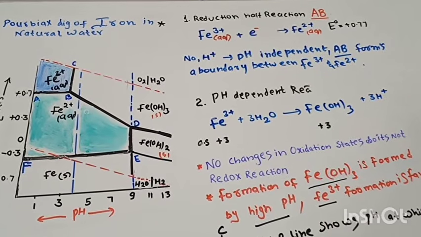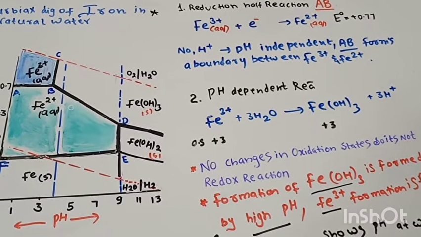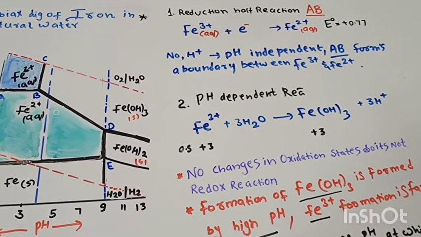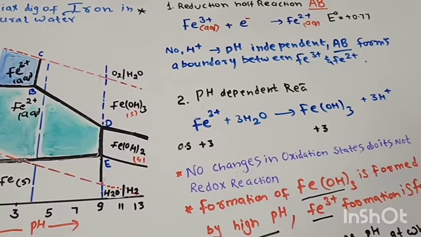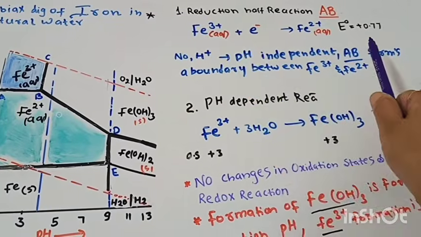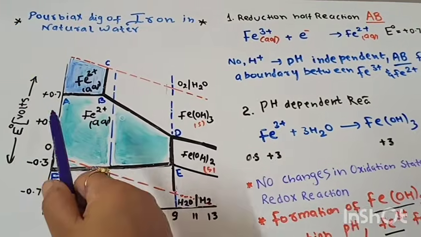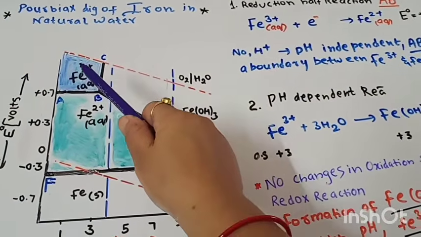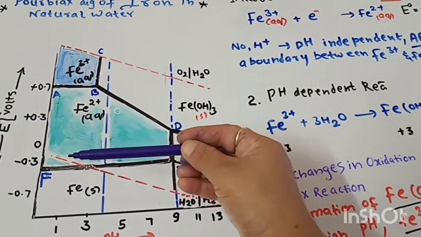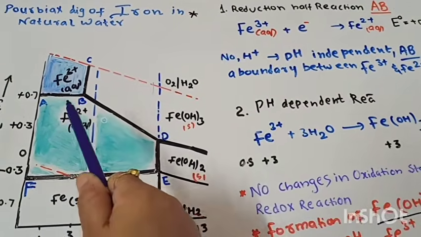The first reaction in the Pourbaix diagram of iron is the reduction half reaction. Here the gaining of electrons takes place by Fe3+ and it forms our Fe2+ ions, and the electrode potential value is +0.77 volts here. As we can see in the reaction, there is no H+ required. So this is our pH independent reaction, and on the line AB, on one side the blue color ferric ions are more, and on the other, lower side of the AB line our Fe2+ ions are more. So this is a boundary between the Fe3+ ions and Fe2+ ions.